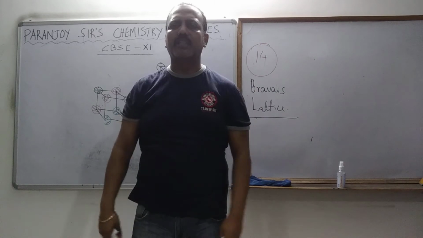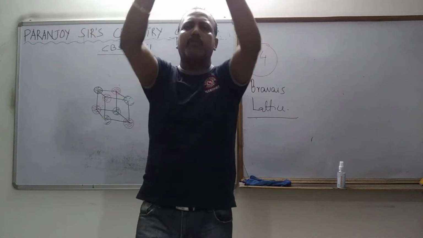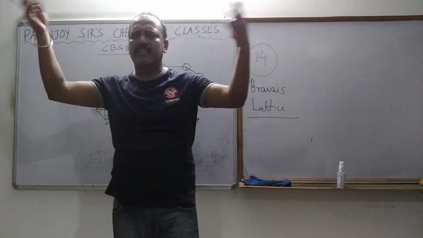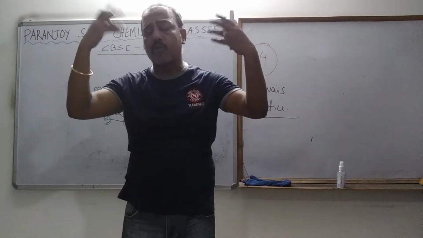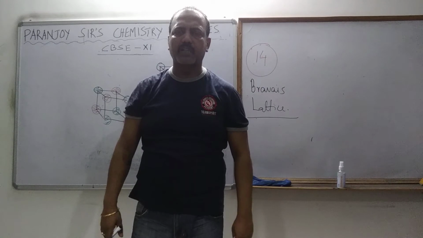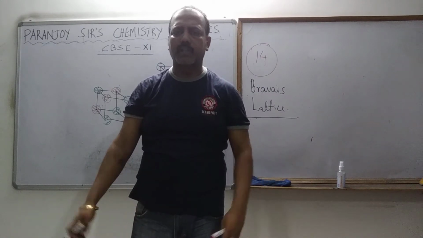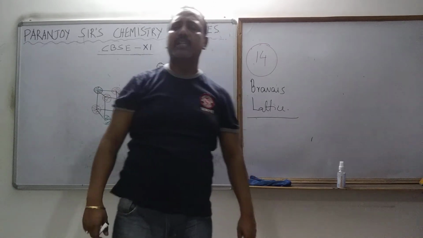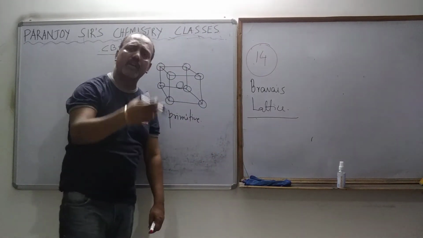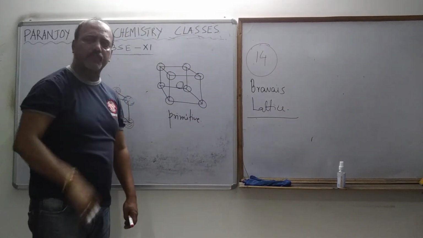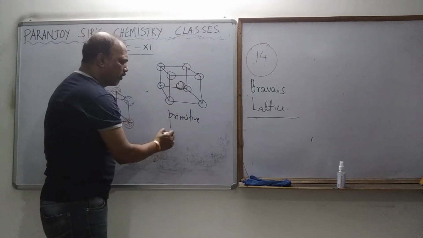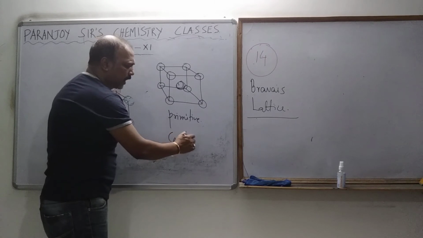Suppose the unit cell looks like this: 8 balls in the 8 corners, and in the middle of the room there is 1 ball. Or anywhere else another ball is there, or more than 1 sphere is there. We will see slowly where it can be. Then along with corners, if the lattice point is present somewhere else, those unit cells are called centered unit cells.